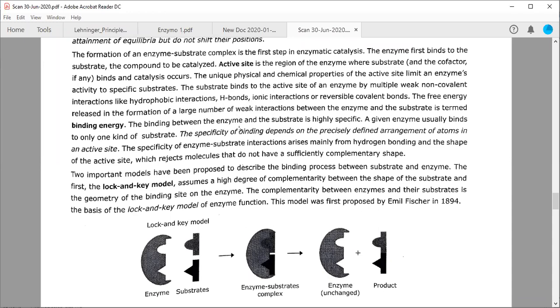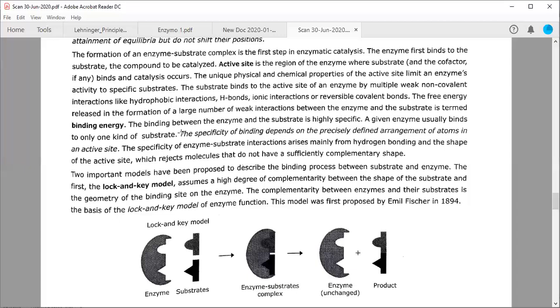The binding between the enzyme and the substrate is highly specific because specific kinds of bonds are formed between these two molecules. A given enzyme usually binds to only one kind of substrate, so they are very specific. Specificity of binding depends upon the precise arrangement of atoms within the active site. One thing you should know is what type of amino acids or atoms are present, as they define the overall specificity of the enzyme. Some enzymes are very specific, some are not so specific. For example, we have discussed hexokinases. Glucokinase is very specific for glucose, whereas hexokinase can bind glucose or it can bind mannose also.